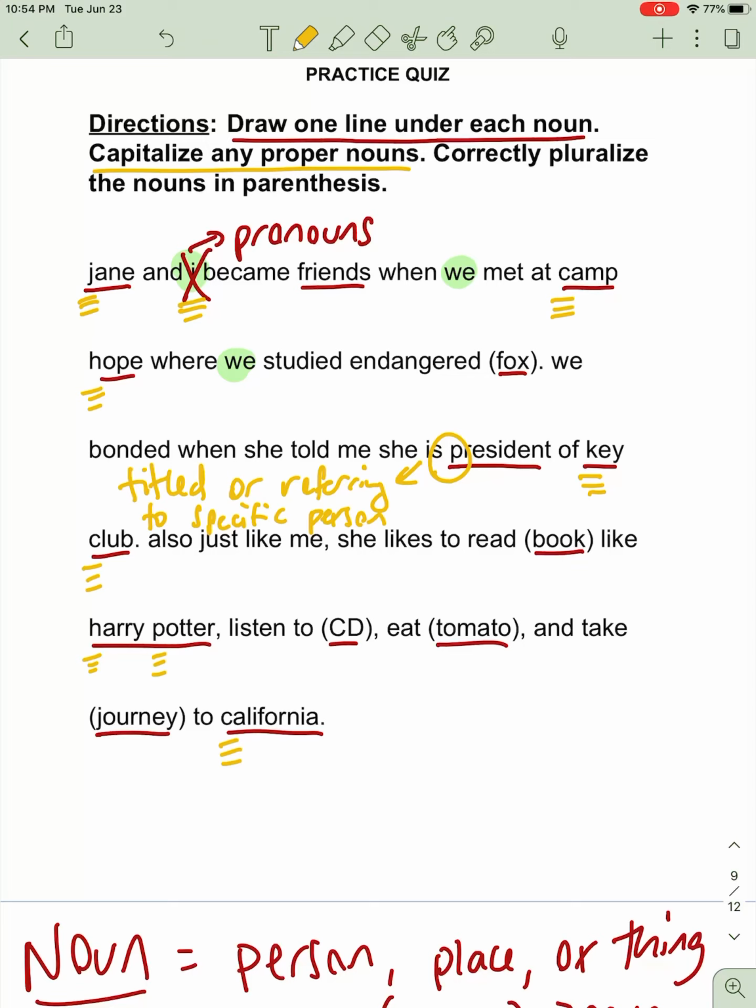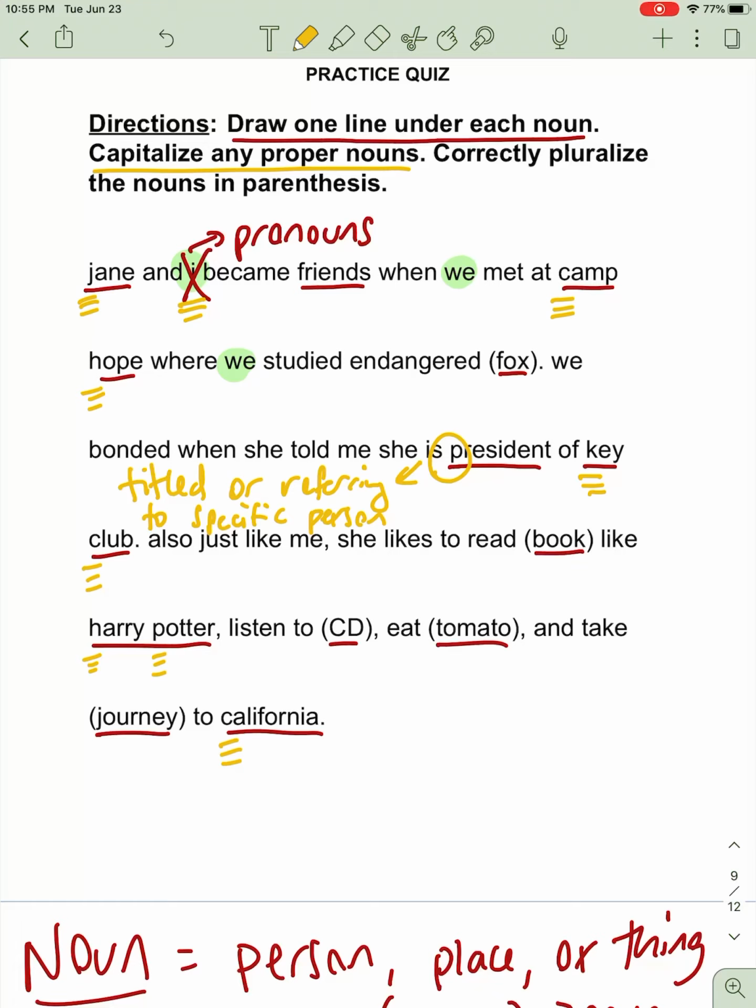So for example, if I had the sentence that said, President Donald Trump gave a speech last night. Because this is being used now as a title, I need to capitalize president. However, if I rewrote the sentence and I said, Donald Trump, President of the United States, gave a speech last night, now president is no longer being used as part of his name, as part of his specific title. So I'm no longer going to capitalize it.